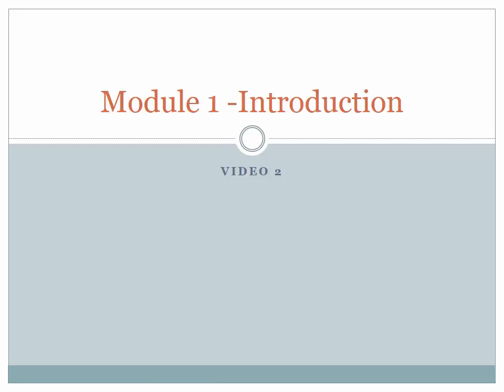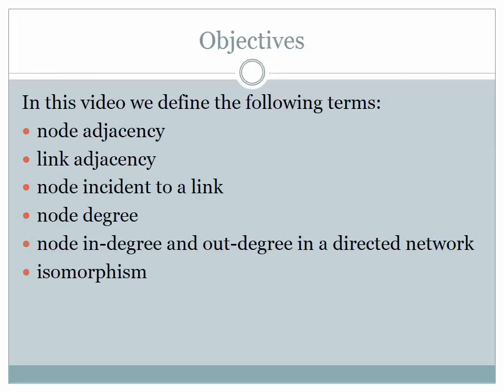This is Module 1, Video 2 of Math 5840. In this video, we're going to define a number of terms. In particular, we're going to define node adjacency, link adjacency, what it means for a node to be incident to a link, node degree, node in degree and out degree, and isomorphism.